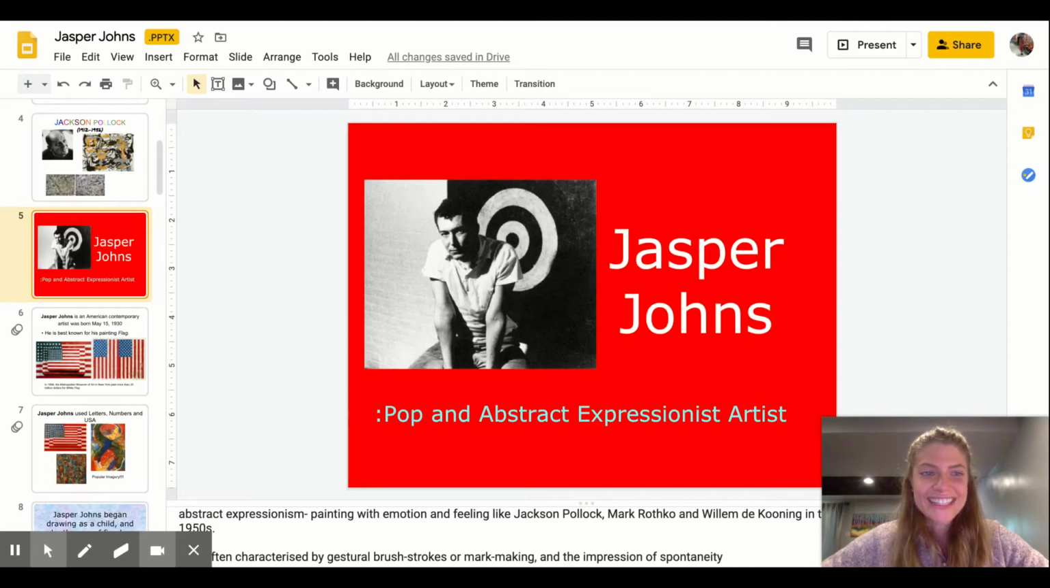Hey kids! Today we're going to learn about American pop artist Jasper Johns. Here is his picture right here, and he's sitting in front of one of his paintings. So let's break down pop art.